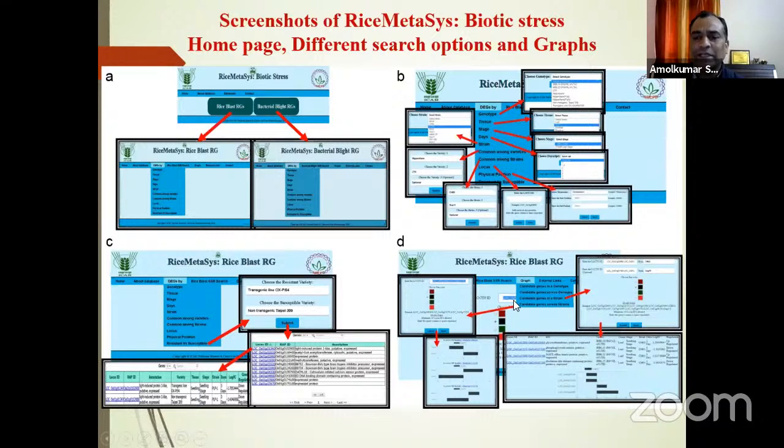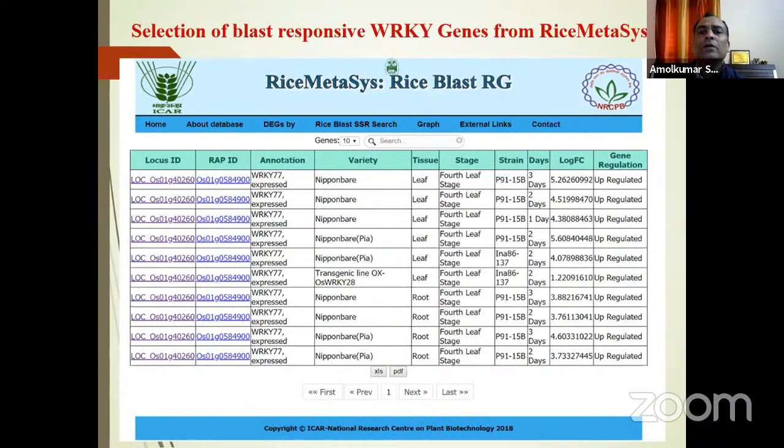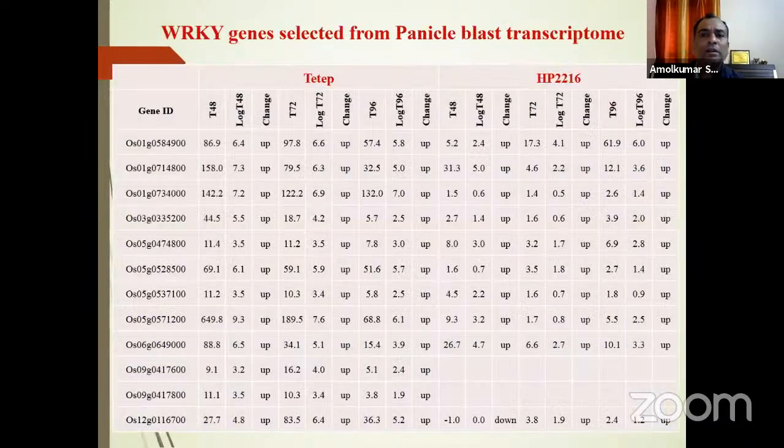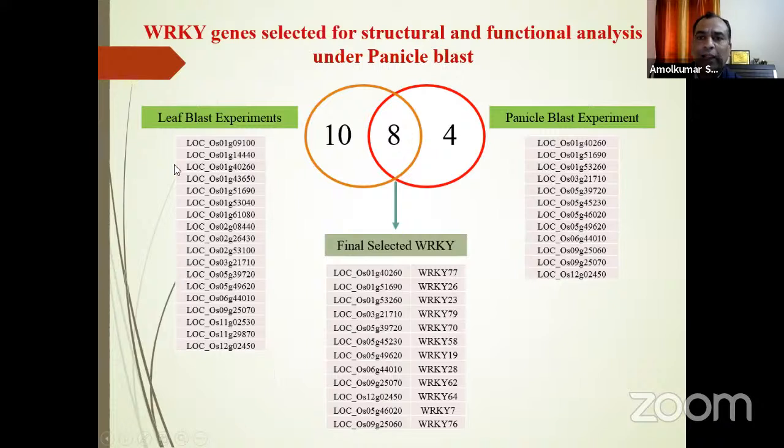And the most important thing which I like here, all breeders can use this particular database. What we have shown here is how we can utilize it for panicle blast analysis. Basically we gave all IDs of Werke genes here, and we identified genes which are upregulated using all those normal blast expression. Then from our data we also identified the expression in TTEP, and we identified 12 genes which are upregulated in TTEP, with expression slightly upregulated in TTEP, and a few genes which are not upregulated in HP2216. So from the blast experiment and from our experiment on panicle blast, we identified 8 common genes and 4 other genes, and we took all these 12 Werke genes.